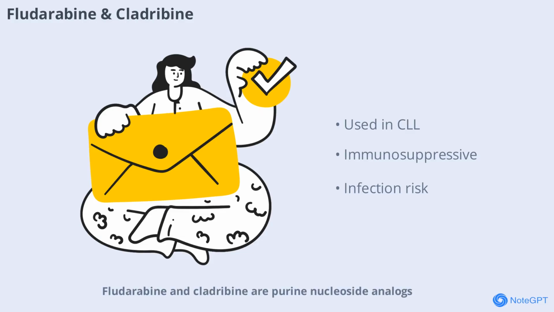Fludarabine and Cladribine are purine nucleoside analogs, heavily used in chronic lymphocytic leukemia and hairy cell leukemia. They work by inhibiting DNA polymerase and ribonucleotide reductase, enzymes essential for DNA synthesis. These drugs are notably immunosuppressive, so patients are at higher risk for opportunistic infections. That's why doctors often prescribe PJP and antiviral prophylaxis during treatment.